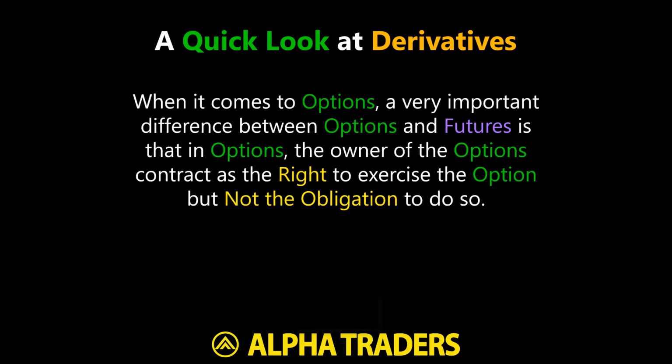When it comes to options, a very important difference between options and futures is that in options, the owner of the options contract has the right to exercise the option, but not the obligation to do so. That obligation to do so is where you'll find your futures market. So again, one very distinct difference between options and, where it got its name from, as opposed to futures is that options does give you that right to either exercise the option or not. And that's a very, very important difference between options and futures.